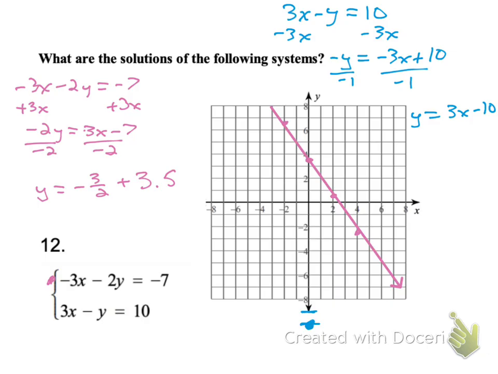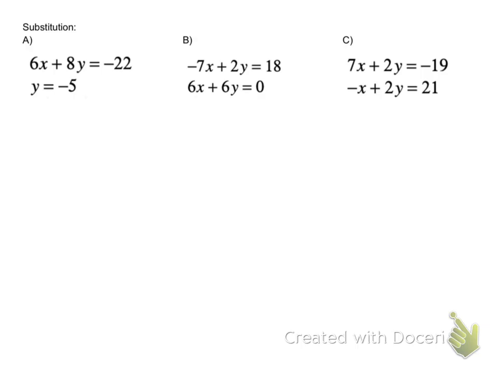So I'm going to go up 3, right 1, up 3, right 1, up 3, right 1, up 3, right 1. And we would have that intersection there, which, all right, so we have our point of intersection there at 3, -1, okay? Consistent, independent.